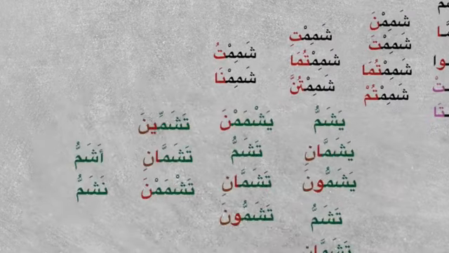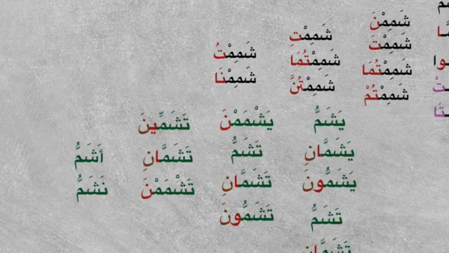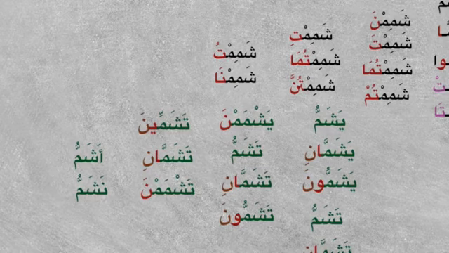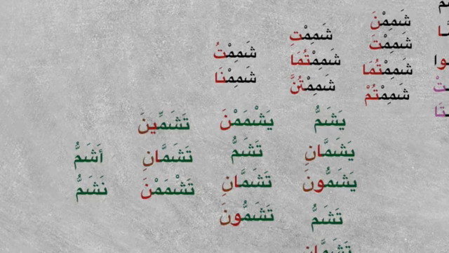So mudari will be yashammu. So it is not damma, it is fatha, because it is Bab Samia. We need to remember. So yashammu, yashammani, yashammuna, hiya tashammu, huma tashammani, hunna yashmamna. Break the idgham when the mutaharrik pronoun comes. Tashammu, tashammani, tashammuna, tashammina, tashammani, and tashmamna. So this is where we have to be a little bit careful. And ashammu, I smell, and nashammu, we smell.